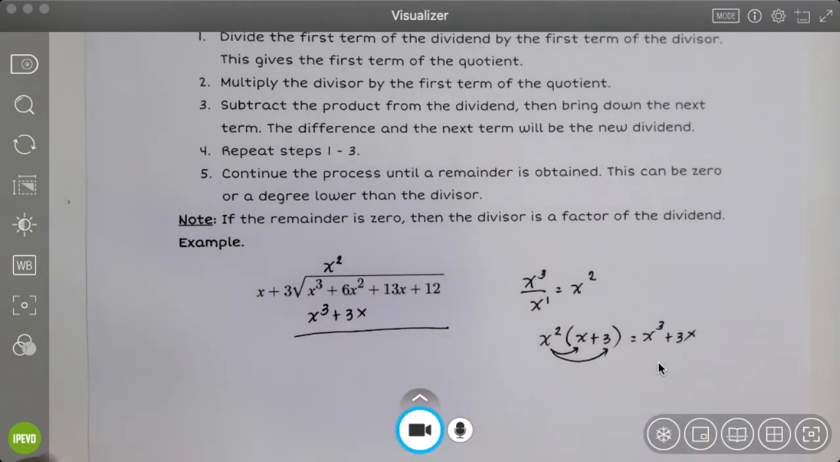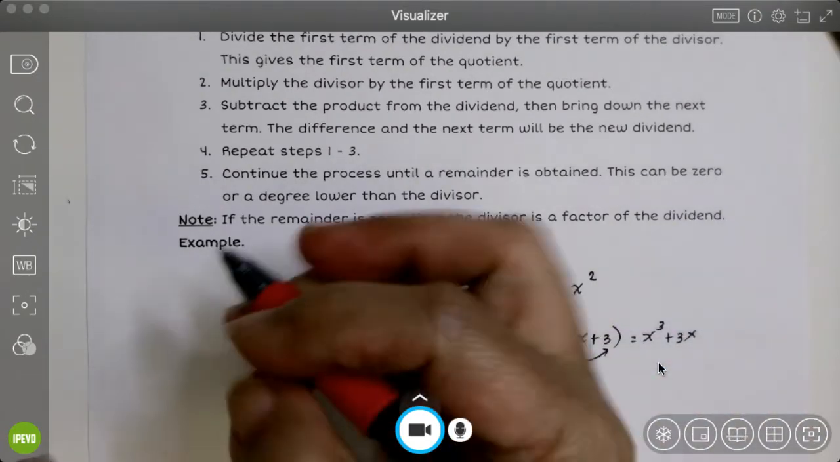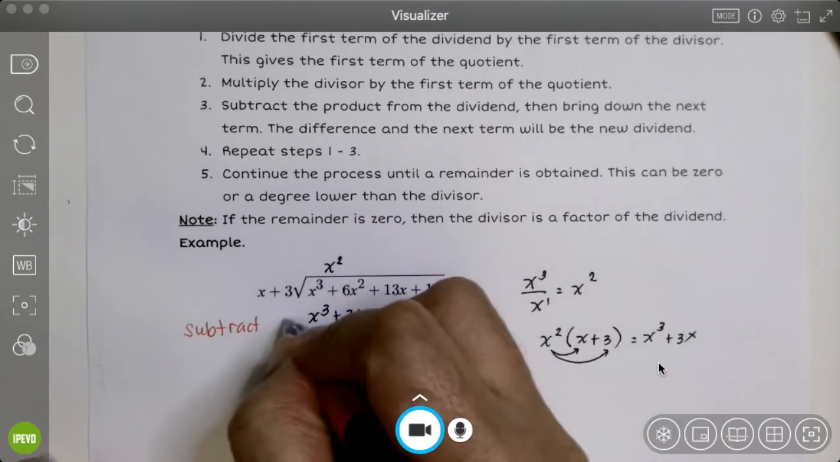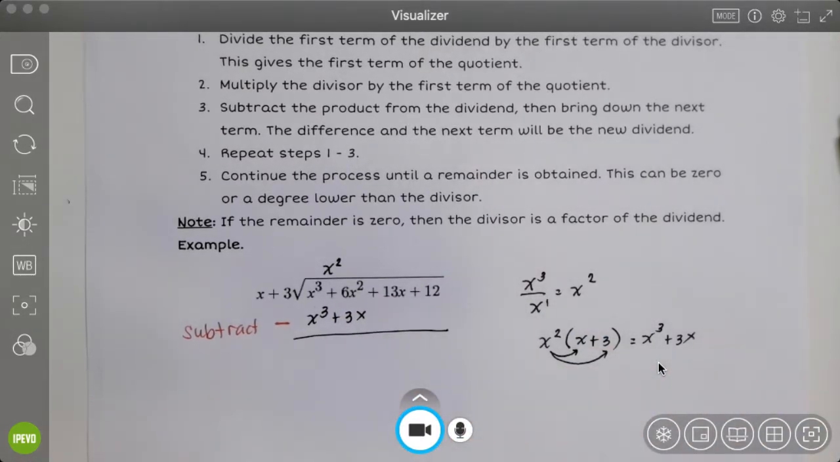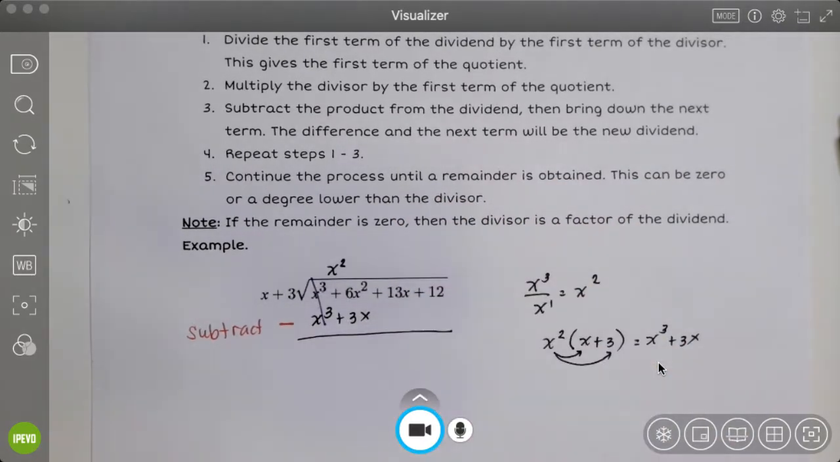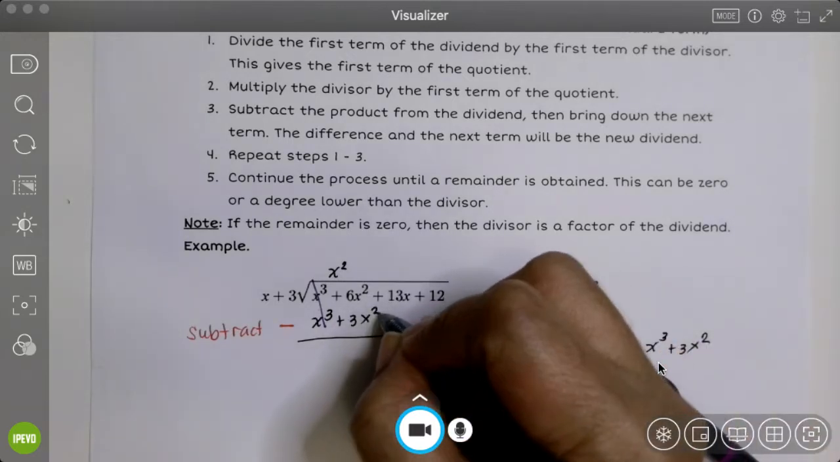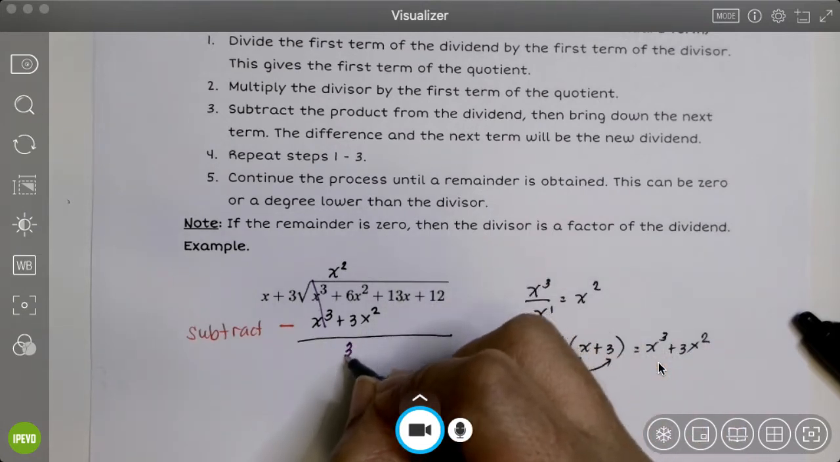The next step is to subtract. So we are going to subtract them. Now subtracting this, we have x cubed minus x cubed. It would cancel out. That becomes 0. Then 6x squared, oh, by the way, this should be 3x squared. It'd be 3x squared. So 6x squared minus 3x squared will give us 3x squared.